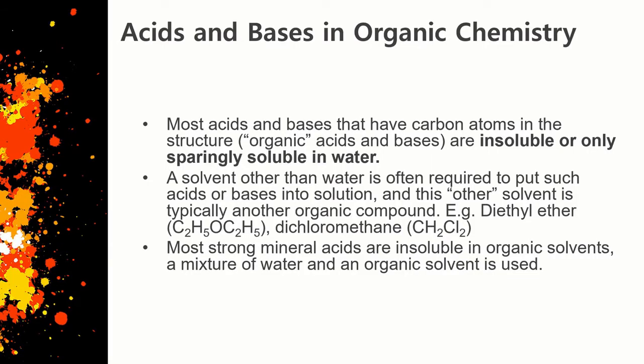All right, so now we're going to go into a little bit of acids and bases in organic chemistry. As we know, most acids and bases that have carbon atoms in the structure are actually insoluble or only sparingly soluble in water, right? So we usually use other solvents to dissolve these organic compounds, such as diethyl ether or dichloromethane. And most strong mineral acids that we're familiar with are insoluble in organic solvents, and so a mixture of water and an organic solvent is used.